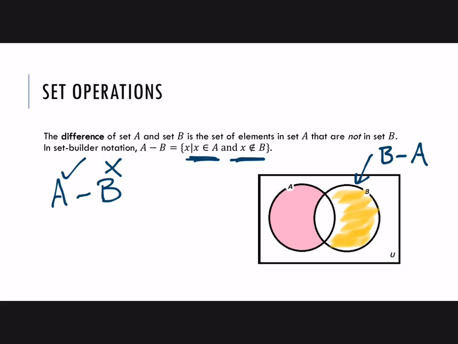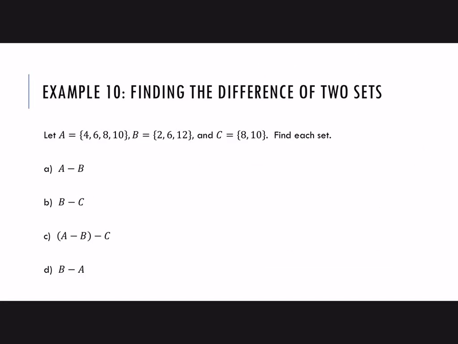Okay, and you can see that they're not the same thing, just like 3 minus 2 is not the same thing as 2 minus 3. Okay, let's try some examples. Alright, we have sets A, B, and C, and we'll find some differences.